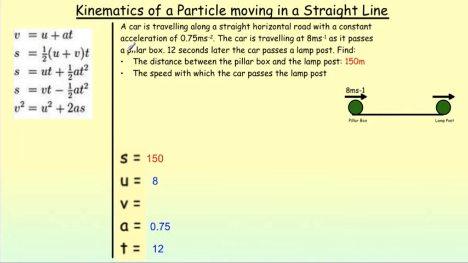Okay, so on to part 2. We're asked now to find the speed with which the car passes the lamppost. So the speed that it passes the lamppost would be v, the final velocity, which we're looking for down here. We have the other 4 now, we have all of them. So we want one of the SUVAT equations which has v in it, and the easiest one obviously would be v is equal to u plus at, because we have u, we have a, we have t, so we can just use that equation. We'll keep it as simple as possible.